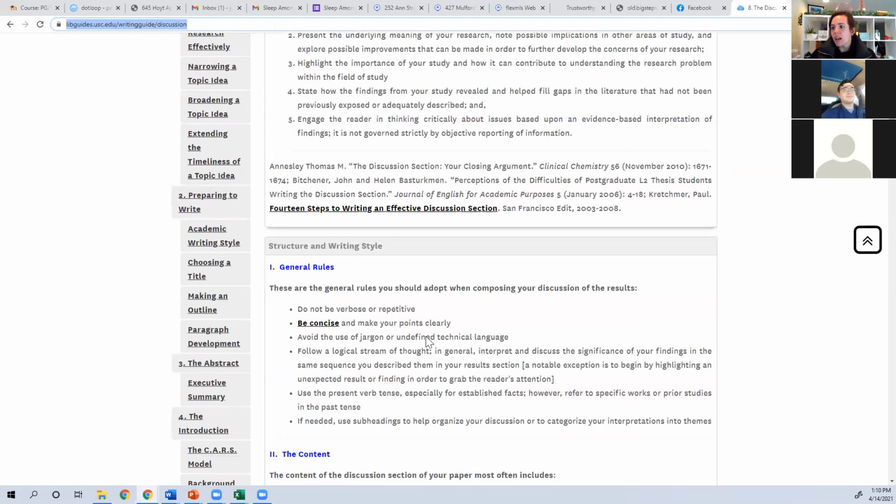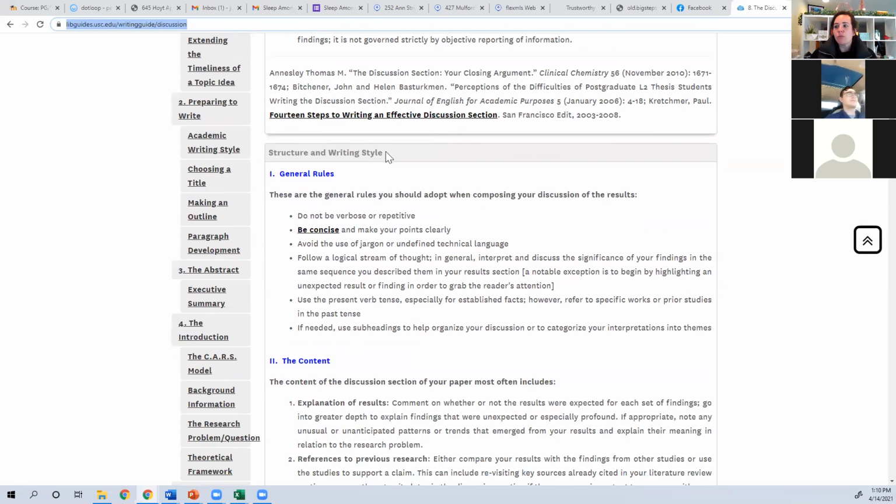Okay, I'm going to jump down here. So the structure and writing style. These are just some general rules to follow. In your discussion section, try not to make this the greatest American novel. You do not need to be super verbose. You are really just outlining and unpacking your results section. Try to avoid jargon or undefined technical language. In our particular research project, I don't think this is going to be an issue. Make sure to follow a logical stream of thought. This is something that drives me a little bananas, because people will say, and then this happened, but this is a limitation. And then this happened, and then this is future research. No.